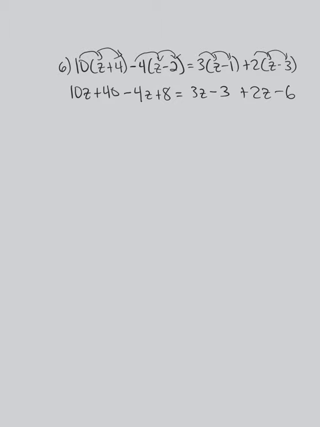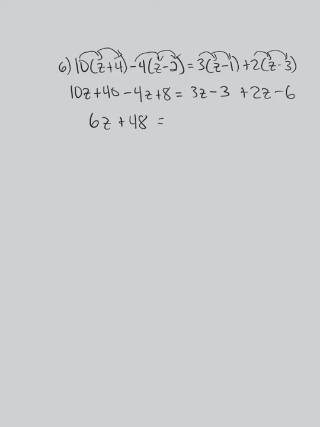But now on each side I have like terms to collect. Here I have 10z minus 4z. That's 6z. And then I have 40 plus 8. That's 48. Okay, so notice things are starting to look pretty simple now. It's in just 2 lines from that really complicated expression.